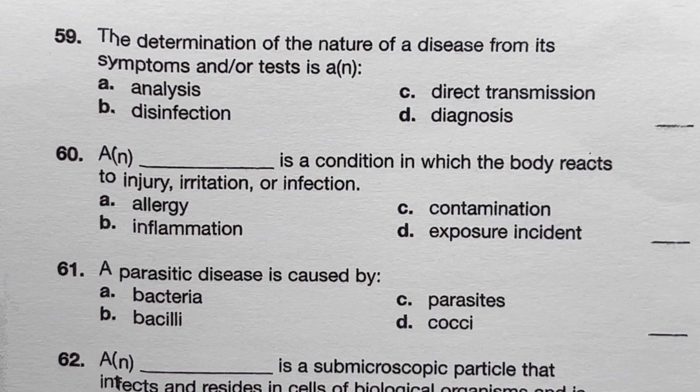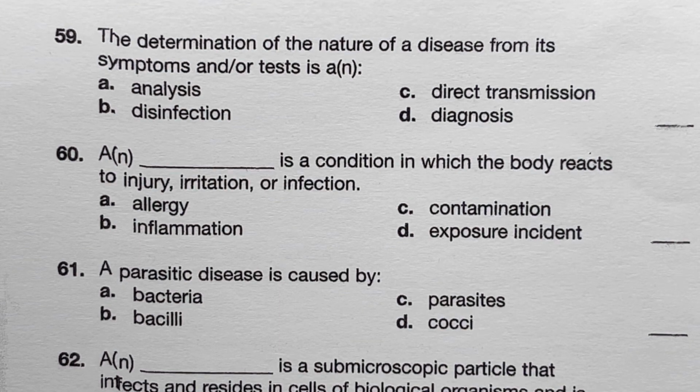Number 59. The determination of the nature of a disease from its symptoms and or test is a A, analysis, B, disinfection, C, direct transmission, D, diagnose. And the correct answer is D, diagnose.